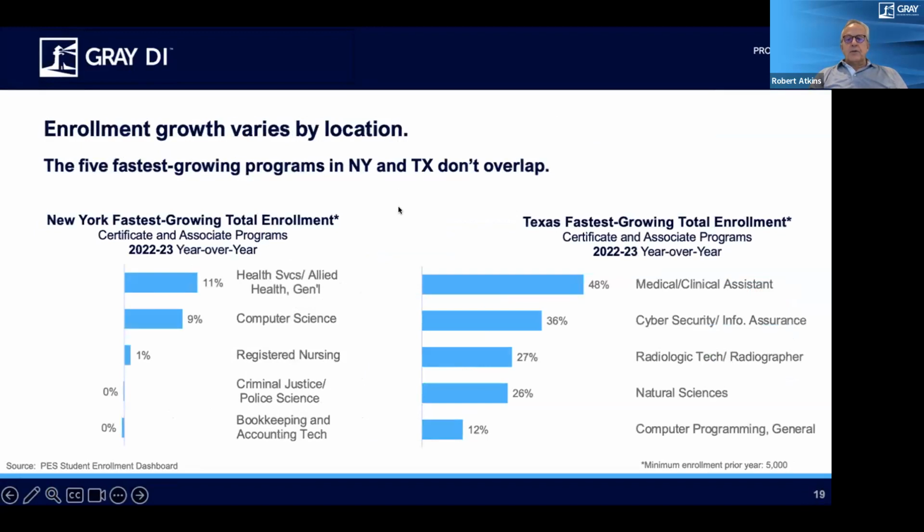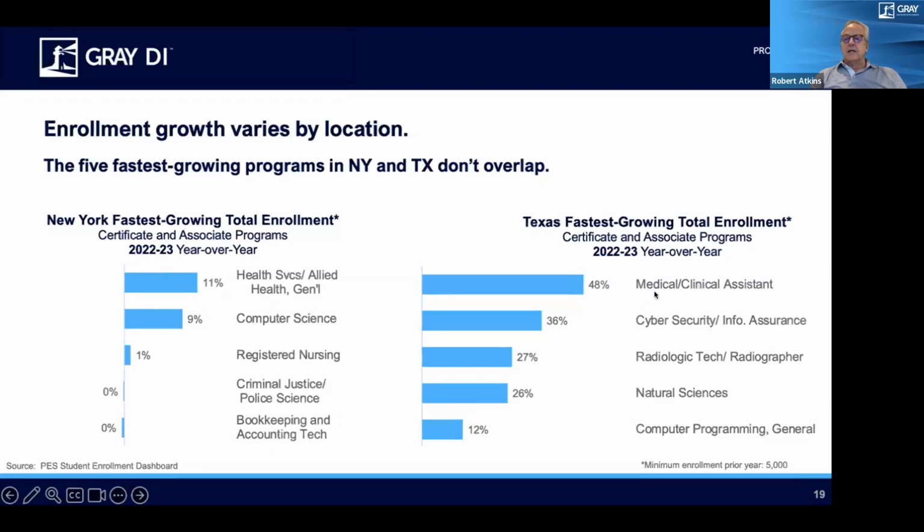Now, one of the important things here is we're quoting national numbers. In truth, the numbers will vary by local market. So New York, in this case, you look at its programs, health services is up 11%. Computer science is number two. Registered nursing is number three in terms of growth in enrollment. Then we have two that were flat, criminal justice and bookkeeping.